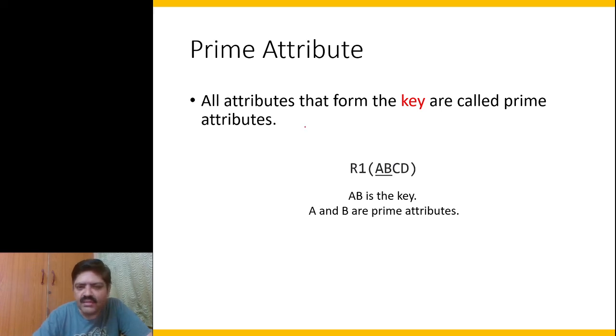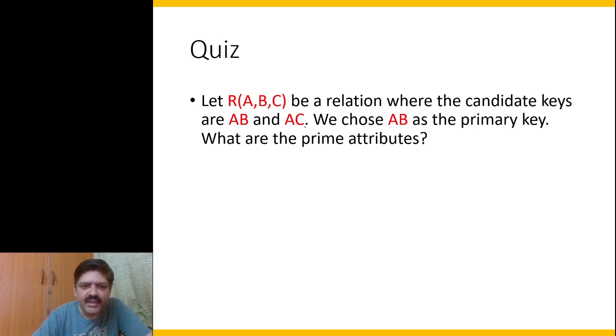Just to check your understanding, let's try this quiz. Please pause the video after reading the question and work it out yourself before proceeding with this lecture. Let a relation R with three columns A, B, and C be a relation where the candidate keys are AB and AC. We choose AB as the primary key. So what are the prime attributes?